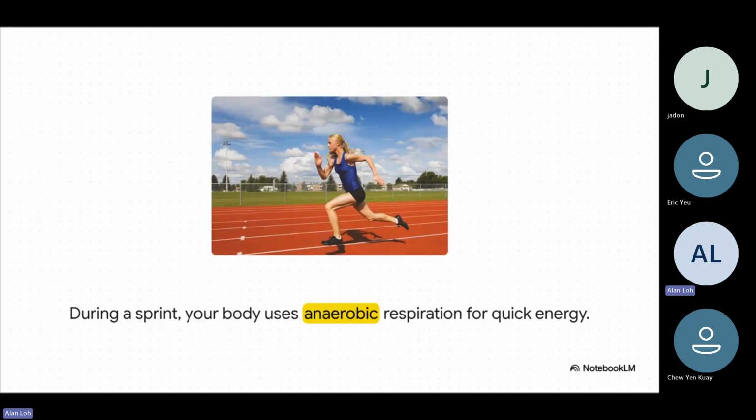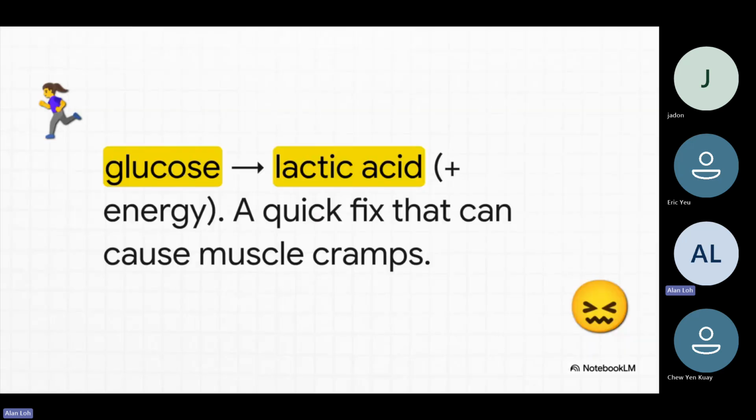Imagine you're sprinting as fast as you can. Your muscles are screaming for energy right now, but there's no way you can breathe fast enough to give them all the oxygen they need. To bridge that gap, your cells switch to a different process, anaerobic respiration, which just means respiration without oxygen. This reaction is way simpler. It's a quick and dirty solution.